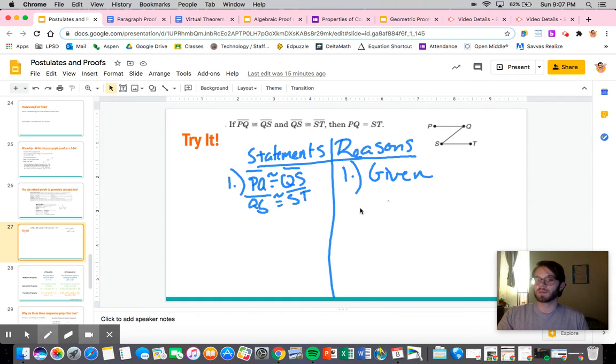We're still starting with our given. Now, what can we do? Whenever you get something like this, one of the things we can use is to say that the measures are equal, by the definition of congruence. So QS is equal to ST. The reason we're able to say that the measures are equal is because we knew that the segments were congruent, and therefore we can say that by the definition of congruence.